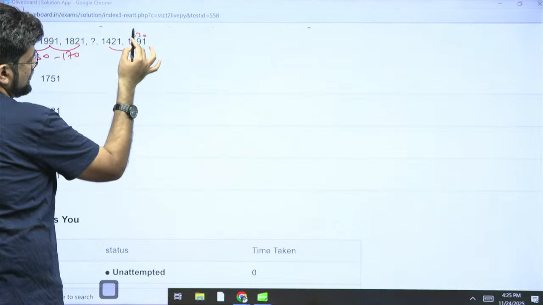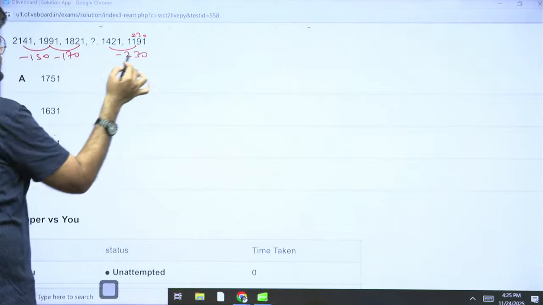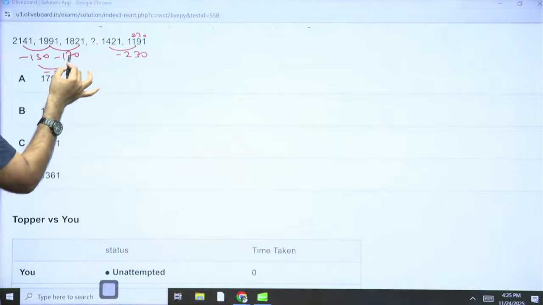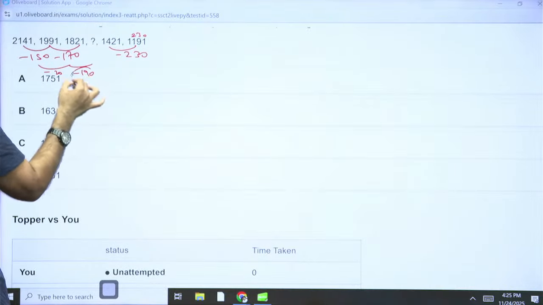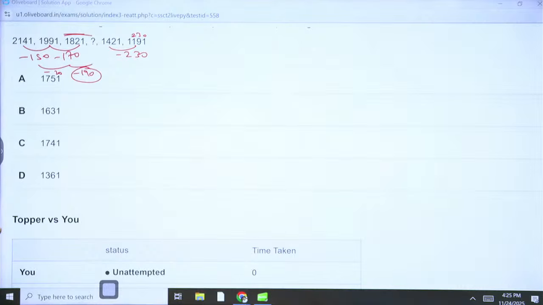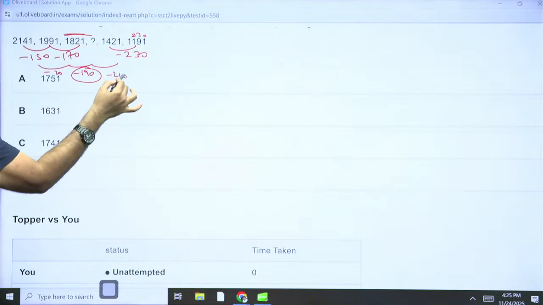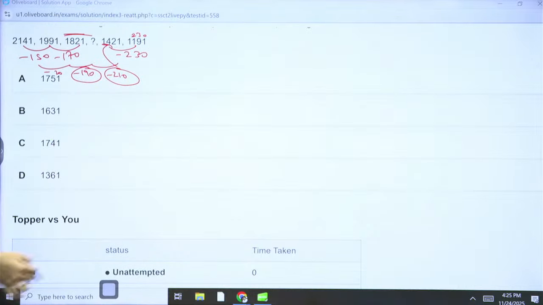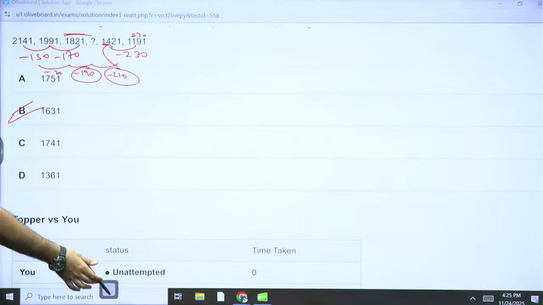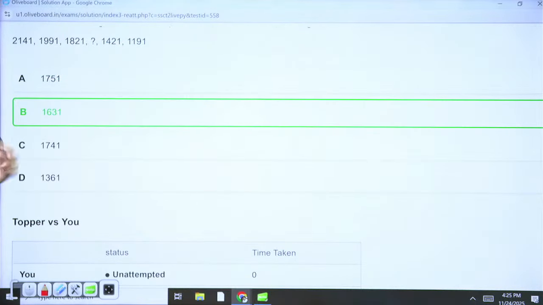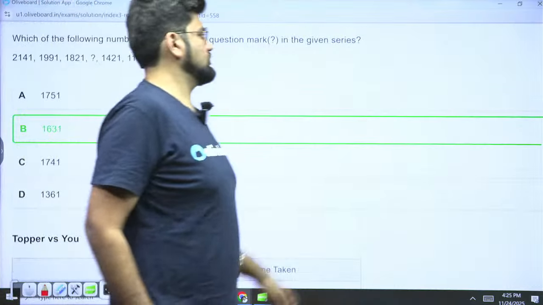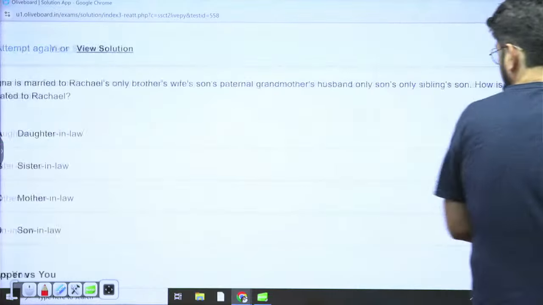Yes, exactly. So this is plus minus 20. So this will be minus 190. We subtract 190 from 1821, we'll get our answer. Or we can add 210 to 1421. That will also give us our answer. So 1631. Option B is the right answer. Cool. Nice. 52 seconds. Okay, not bad. Next.